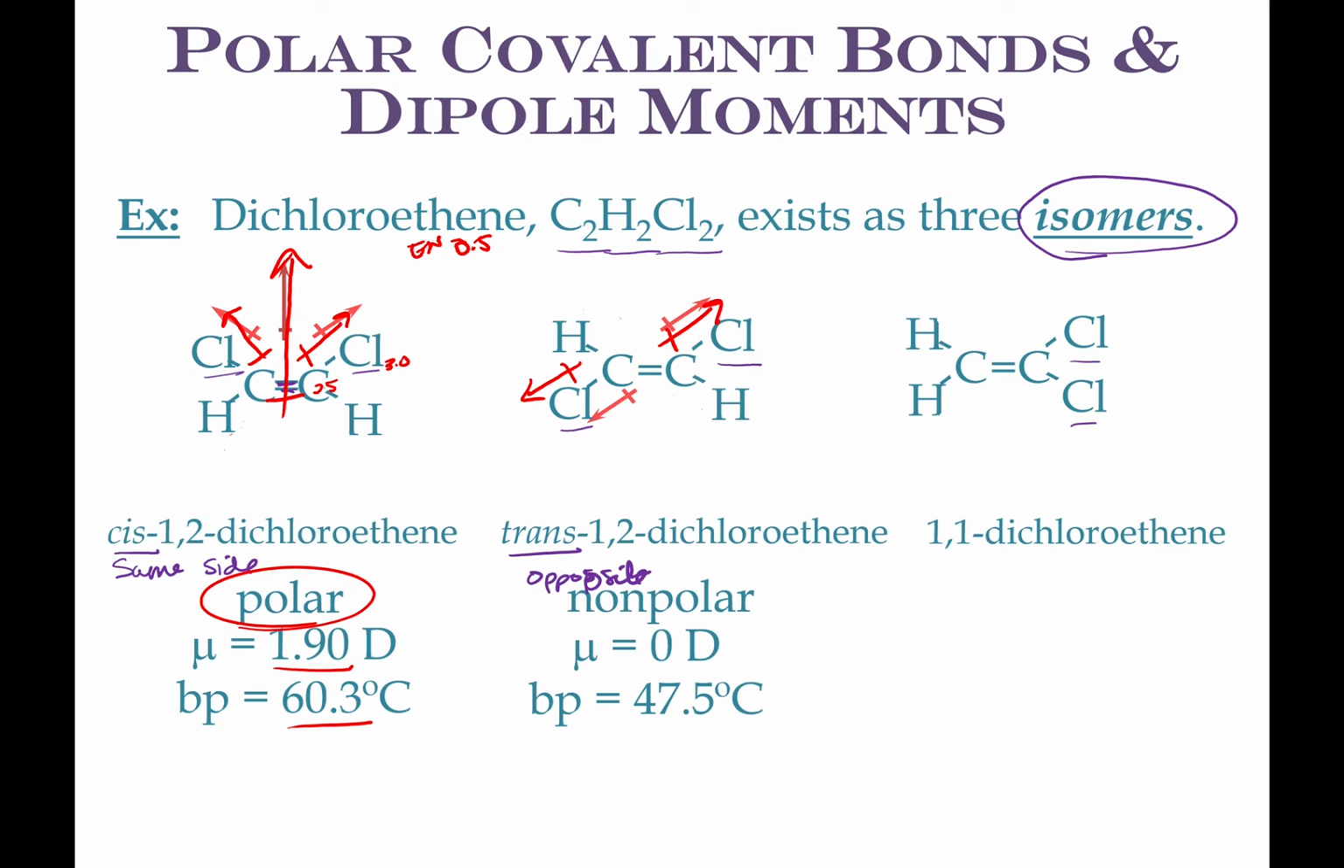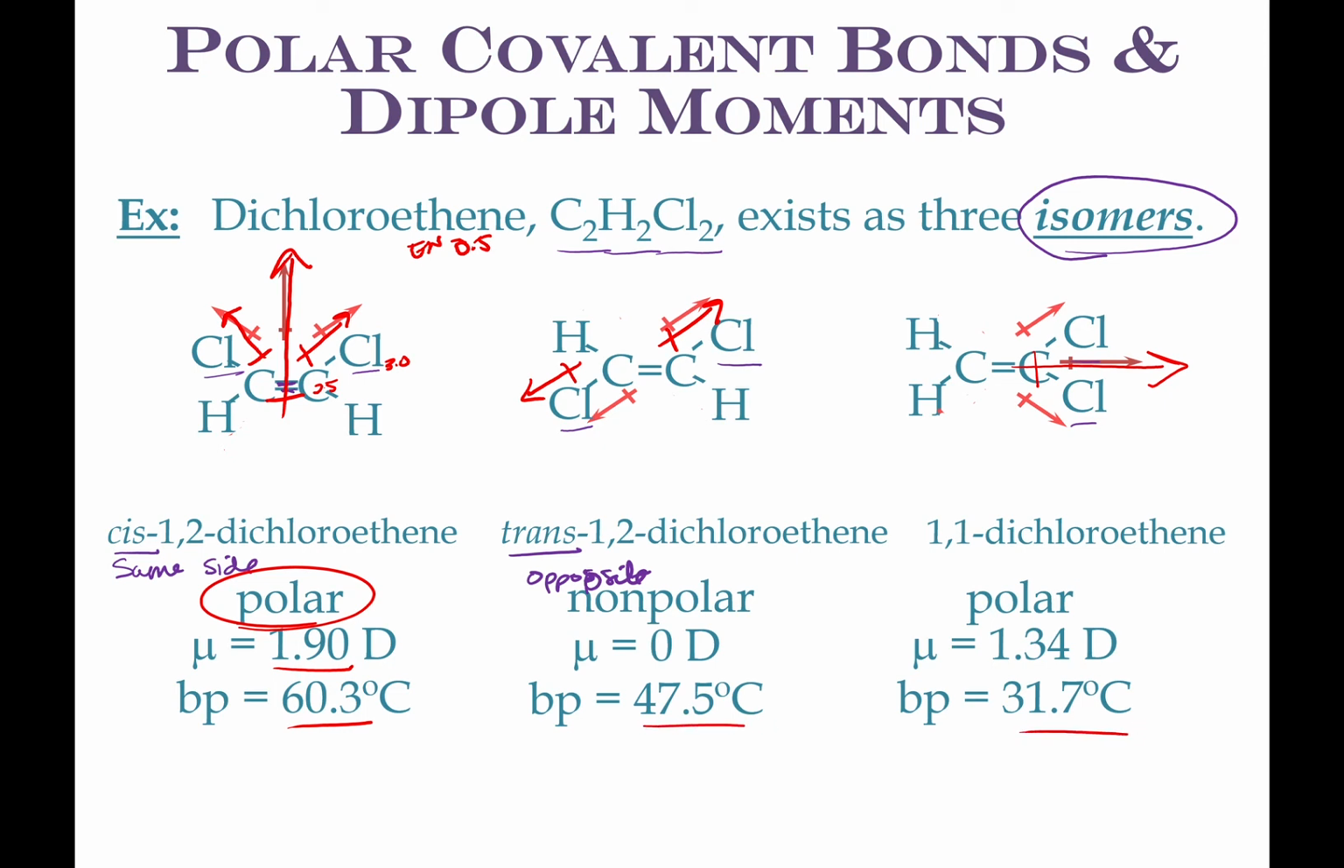Now we look at the one where they're on the same carbon, and we see these two going in opposite directions. It's going to give us an overall dipole that looks something like this. And we're going to see a dipole moment of about 1.34. So that boiling point being about 31.7, having both those chlorines on the same carbon definitely changes the overall boiling point, making it much lower in this case. So how do the physical properties of a molecule change based on its overall polarity? That's what we're going to look at more and more in this chapter.